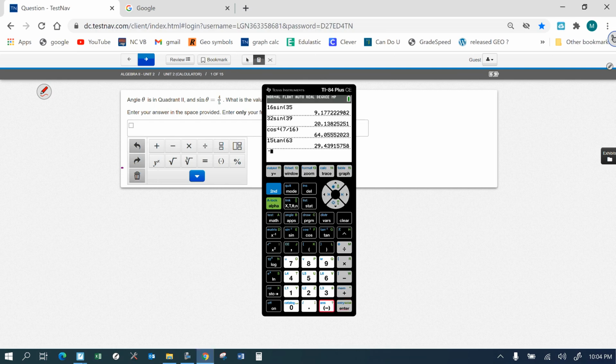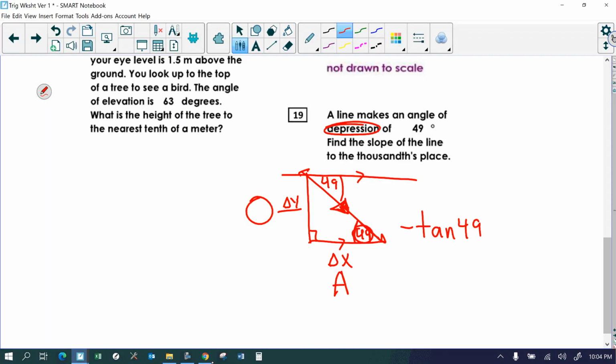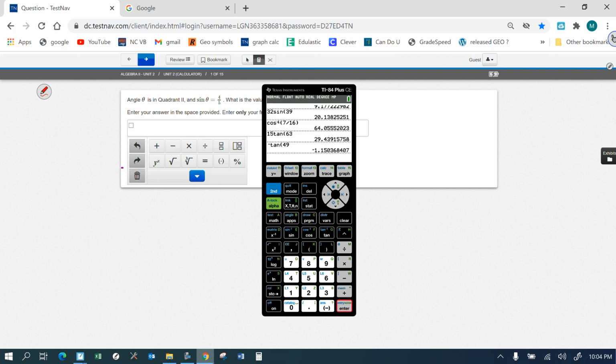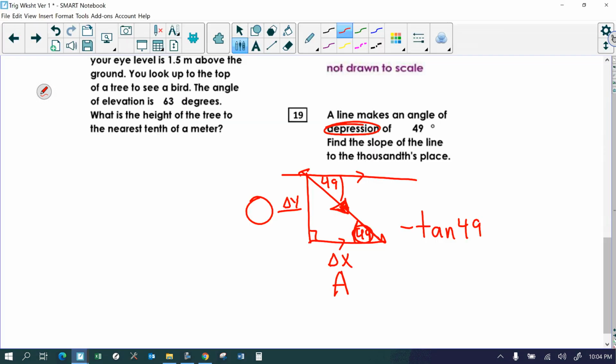Negative button, tan 49. Negative 1.15. Okay, it's going to thousandths, so let me look what it was. Negative 1.150 to the thousandth spot. Okay, there's my slope right there. The nearest thousandths. Make sure you go back and read the directions every time.